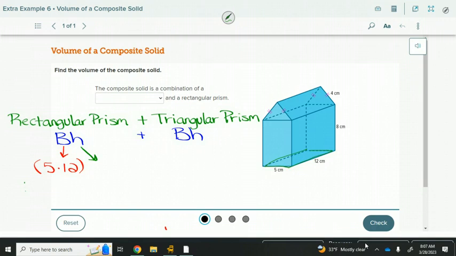What's the height of that whole bottom prism? 8. So it's going to be an 8 here. Okay, so I'm going to leave that for right now. We'll come back to you.